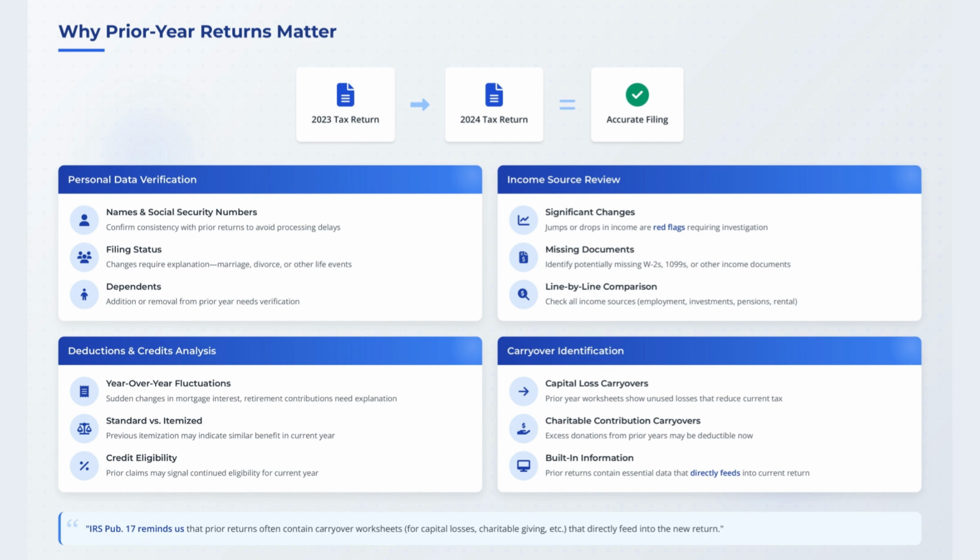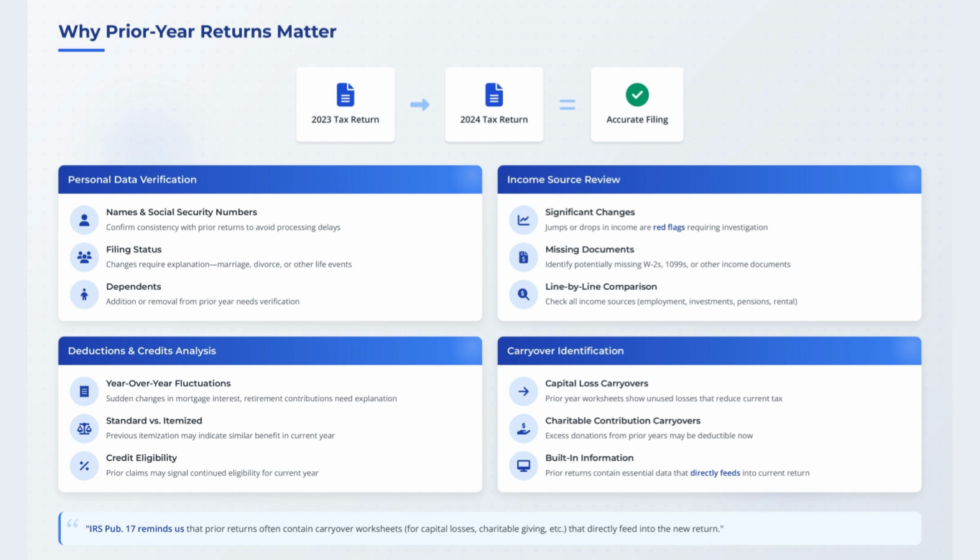First, we check personal data. We look at names, social security numbers, filing status, and dependents. Why? Because these don't always stay the same. Maybe the client got married, divorced, had a child, or a dependent aged out. If we don't catch that, the current return could be filed incorrectly.